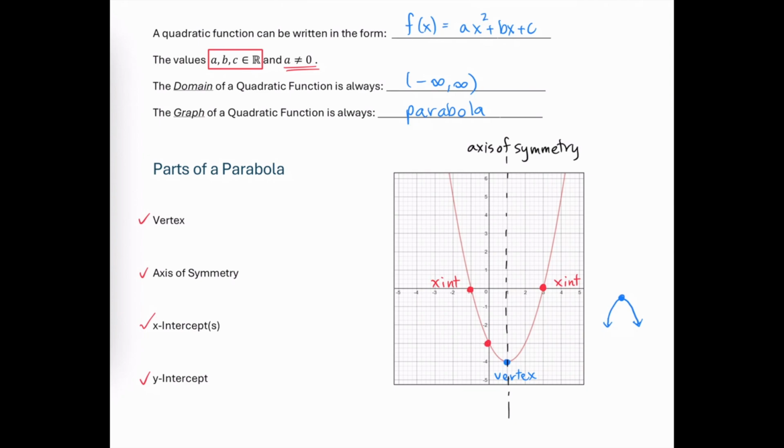we cross the y-axis. In this particular case, our vertex is located at the ordered pair (1, -4). The axis of symmetry would be the vertical line x = 1. The x-intercepts are going to be the ordered pairs (3, 0) and (-1, 0), and the y-intercept is going to be the ordered pair (0, -3).